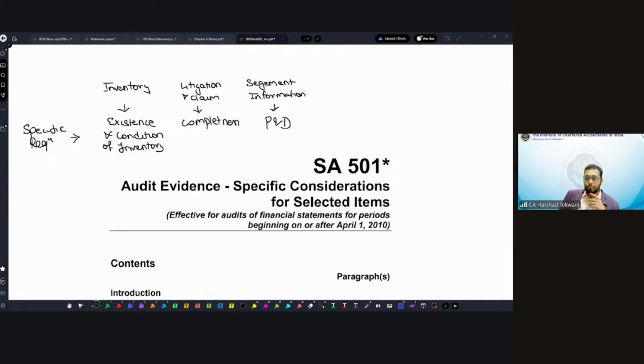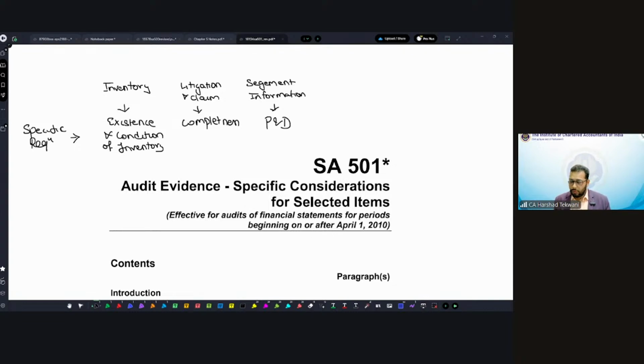We will ask the management when they will be doing the inventory count. Based on the timing, we will also go and be present when they are checking that inventory. Okay. If that is not possible, then we will separately go and verify it.